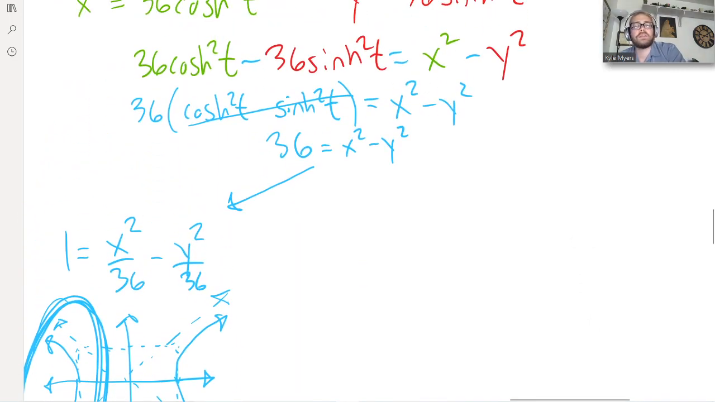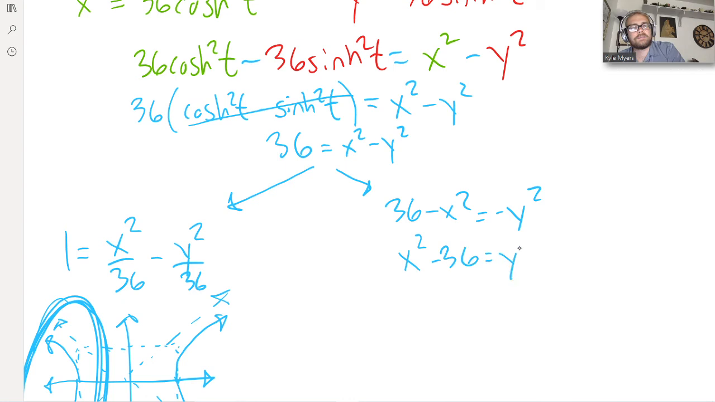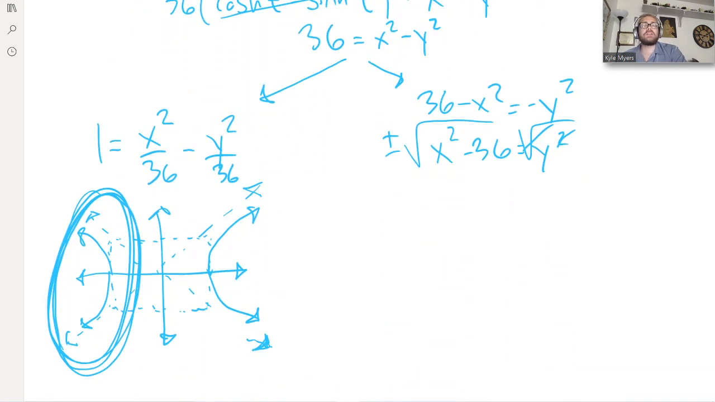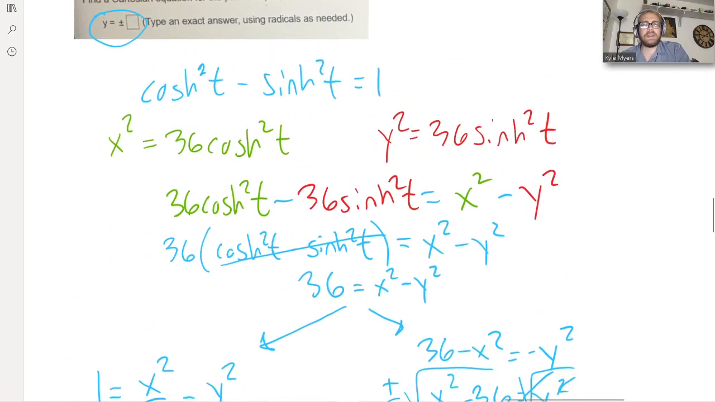But they want y equals, so let's get y by itself. Let's subtract x squared on both sides. That would be 36 minus x squared equals negative y squared. Let's keep things positive and change the sign on everything. Then we take the square root of both sides, and of course when you do that, you get a plus or minus. So this is our actual equation, and that's what we would type into the blank: y equals plus or minus the square root of x squared minus 36. You can factor it, but it's not going to help you simplify that radical at all, so there's no point. That's what you would type in for the answer.